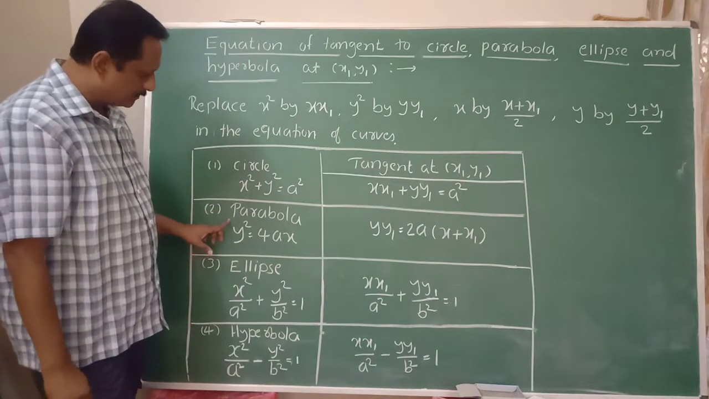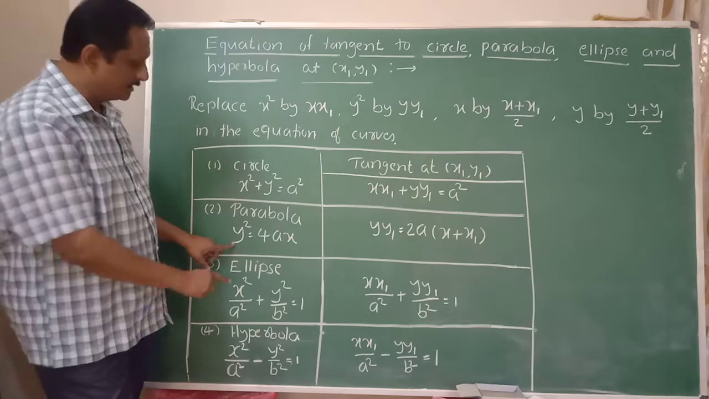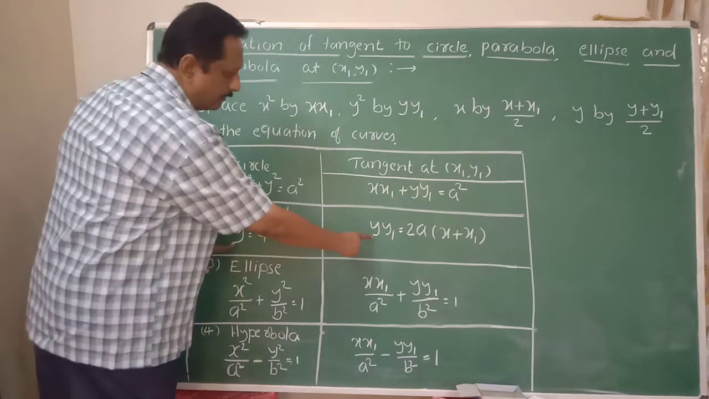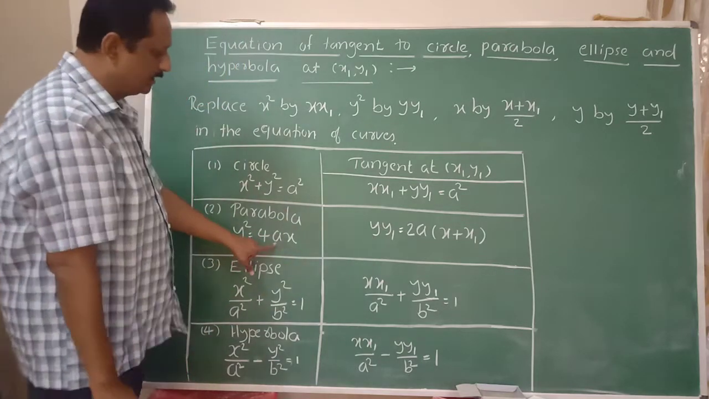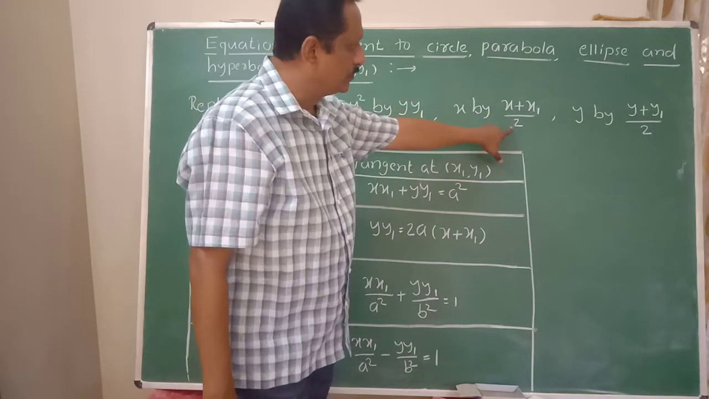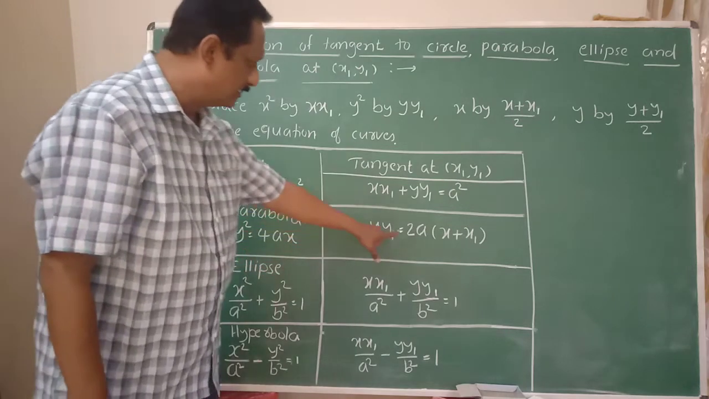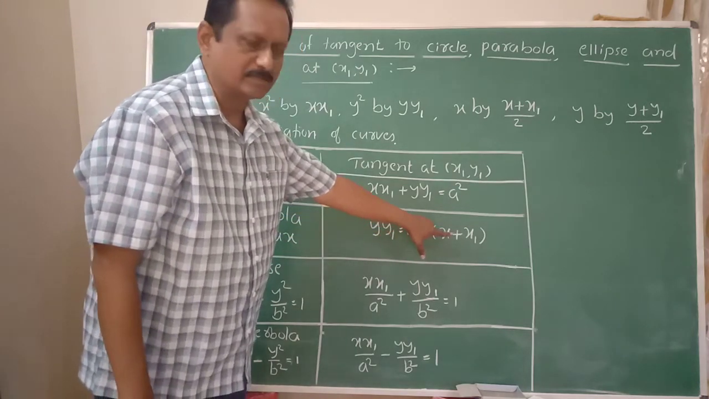Then the equation of the parabola y square equal to 4x. We want to find the tangent here. In that case, replace y square by y y1. Then 4a into x, where x is (x plus x1) divided by 2. Here the 2s cancel. Remaining is 2a. Hence 2a into (x plus x1).